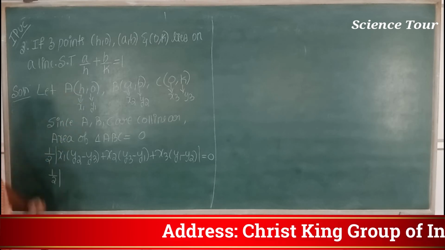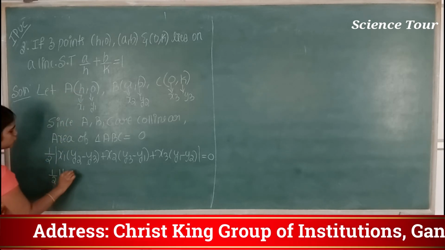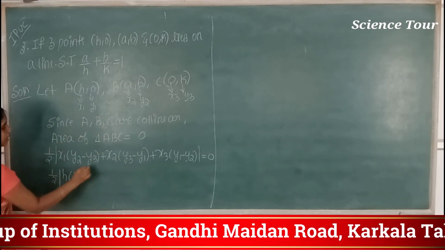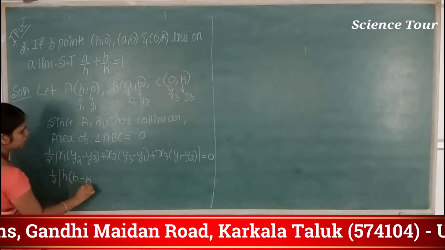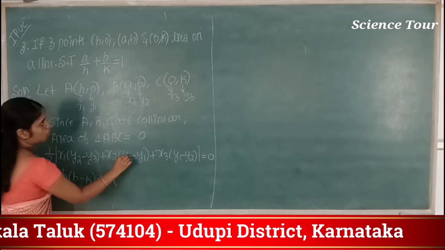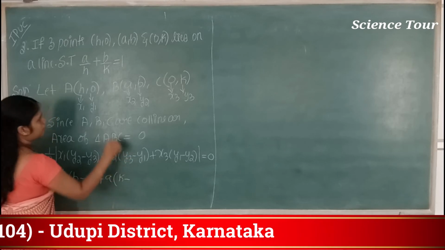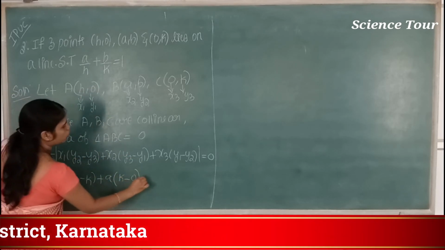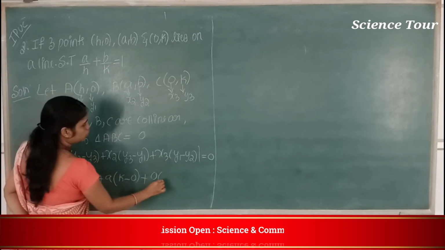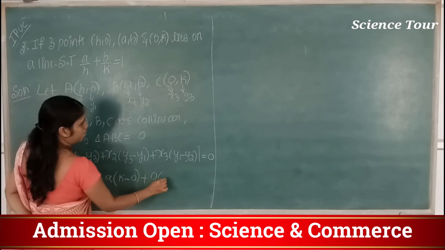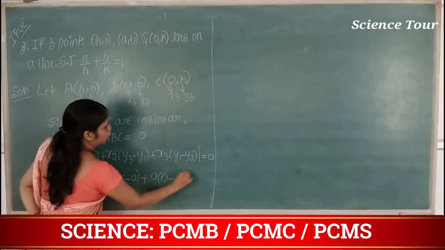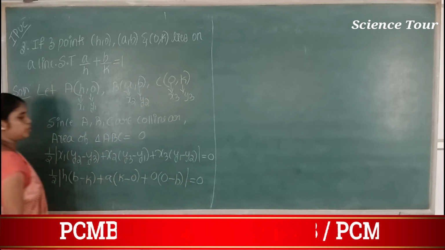What is the value of x1? x1 is nothing but h. y2 is equal to how much? b, minus y3 is equal to k, plus x2 is equal to how much? a. y3 is equal to k, minus y1 is equal to 0, plus x3 is equal to 0. y1 is equal to how much? 0, minus y2 is equal to b. Okay, close the modulus, equal to 0.